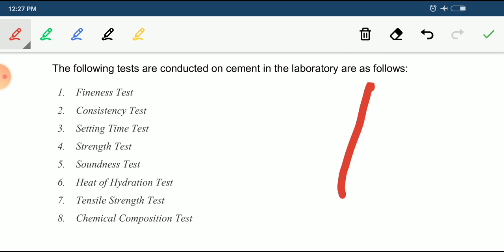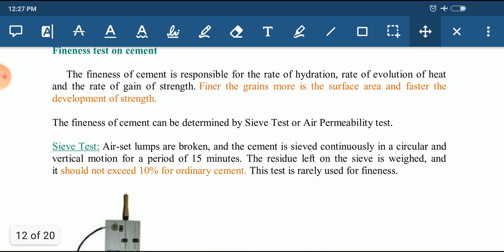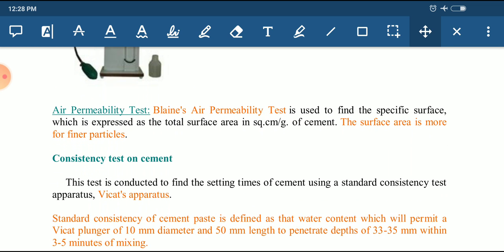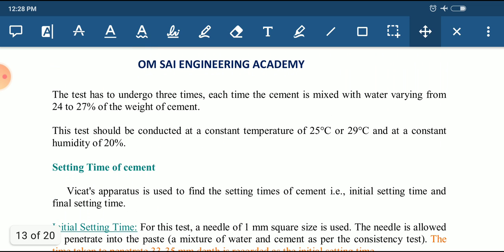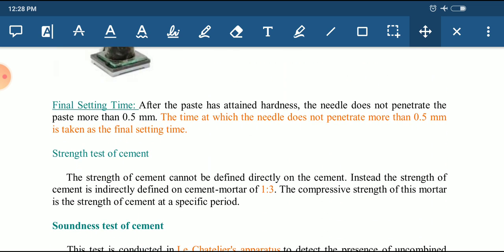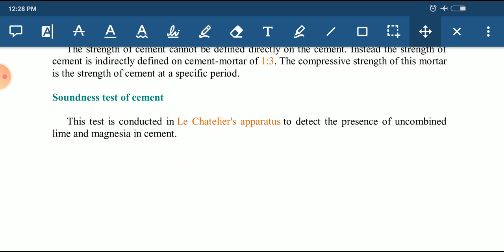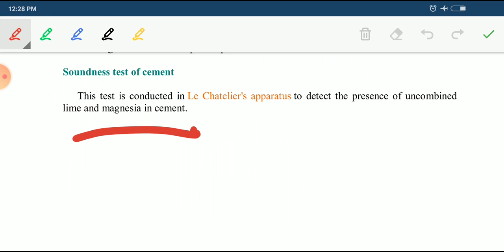Okay, fineness test is done by the Blaine test or by the air permeability test. Next, the consistency test is conducted by the Vicat apparatus. The initial setting time is 30 minutes and the final setting time is 10 hours. Next, the strength test. Soundness test of cement is done by the Le Chatelier apparatus to detect the presence of uncombined lime and magnesia in cement.